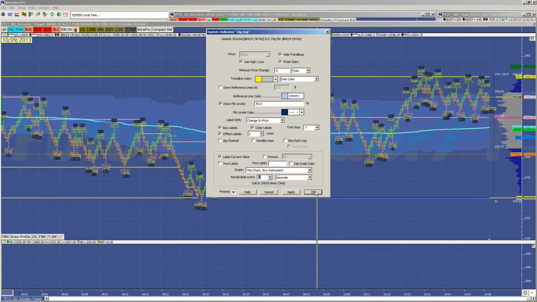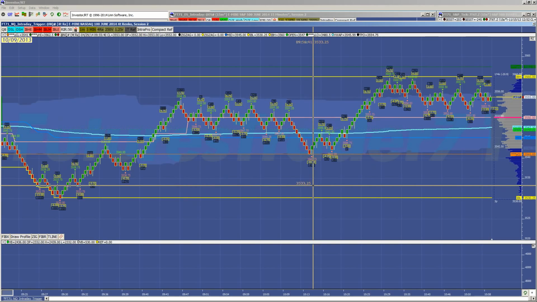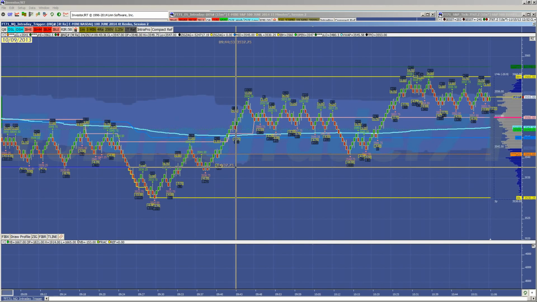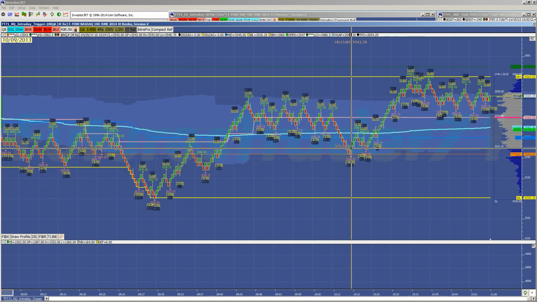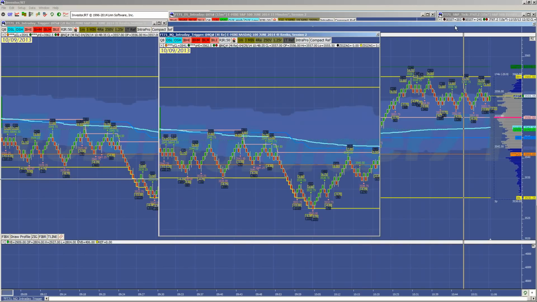But generally, it does not measure the next move unless there's a pullback of 9 ticks or more, and that's what I'm using. That's based on an actual statistical study rather than just a number pulled out of the air.